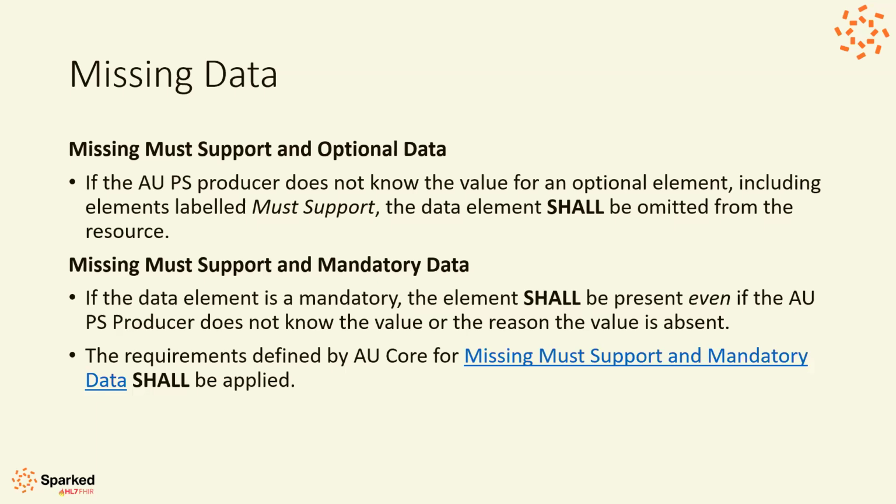So, missing must support and optional data: same as core, same as US core and everywhere else. If you don't know the value for an optional element, you shall omit it from the resource. Do not include optional elements where it is missing. So you don't have the information in your source system, and you can't declare something like, we know that the reason we don't have this was due to workflow, or that the patient has no current medications. So in that circumstance, omit it.